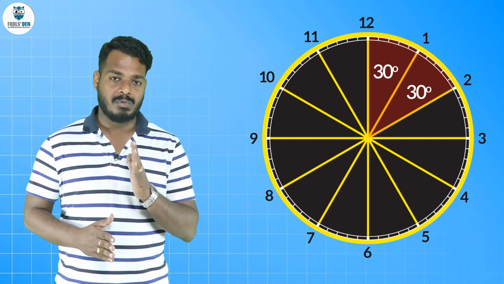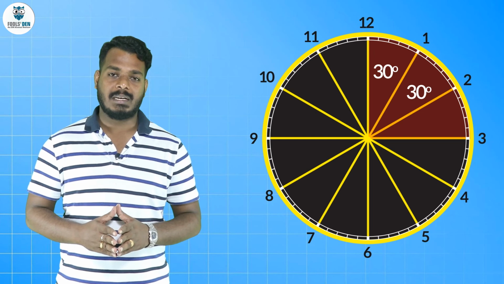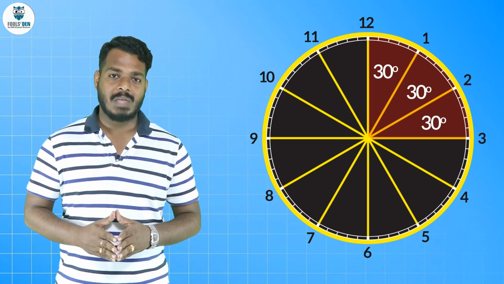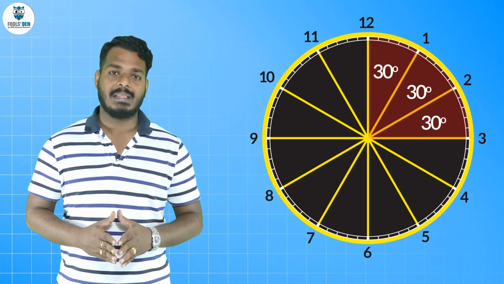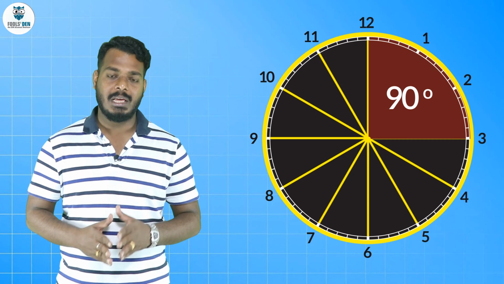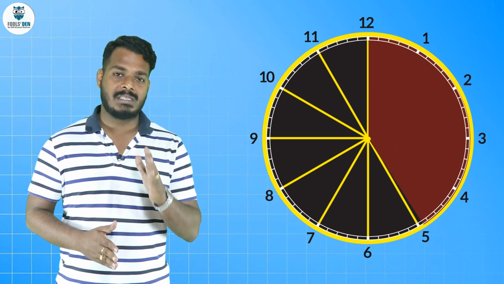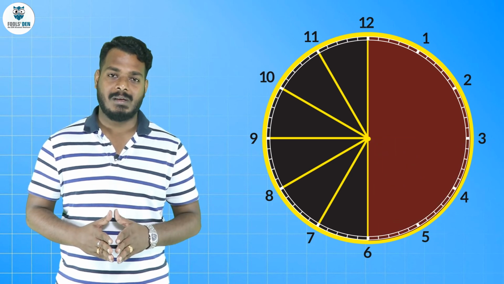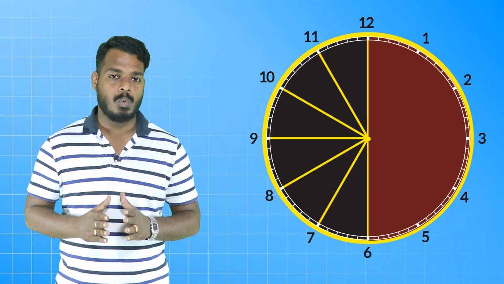So if a hand moves from 12 to 3, it covers 3 sectors. So the angle would be 3 into 30, that is 90 degrees. Similarly, when it moves from say 12 to 6, it covers 6 sectors, so the total angle covered is 180 degrees.